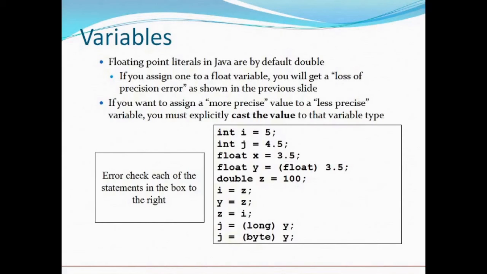Floating point literals in Java are by default double. They are not float, as may be falsely expected, because double holds a bigger value. So when you are assigning it to some data type, it is by default assigned to the bigger data type, so it is assigned to double.